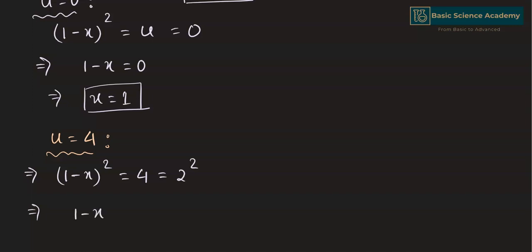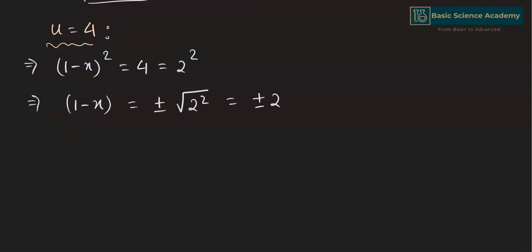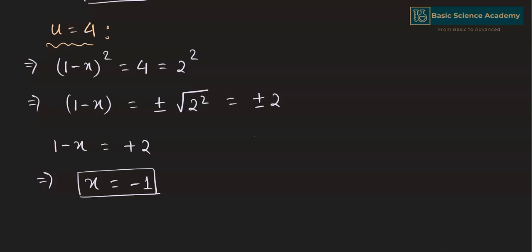Now, in the second case, we have u equals 4, which gives (1 minus x) to the whole square equals 4, which equals 2 square. This gives 1 minus x equals plus or minus square root of 2 square, which equals plus or minus 2. Now again, we have two different cases. When 1 minus x equals plus 2, we have x equals minus 1. And when we have 1 minus x equals minus 2, x equals 1 plus 2, which equals 3.